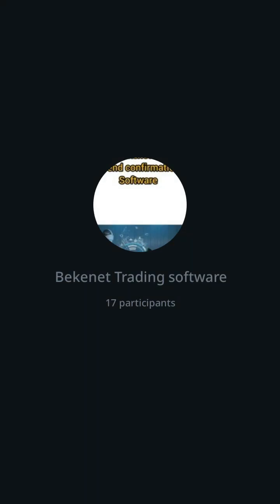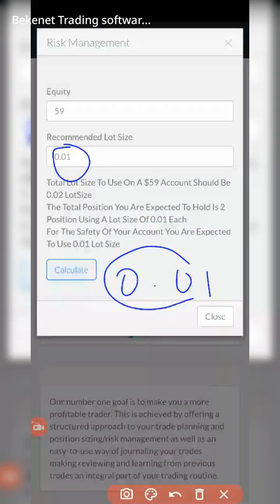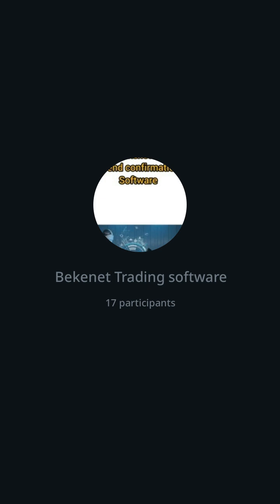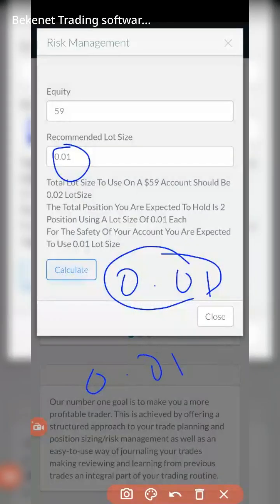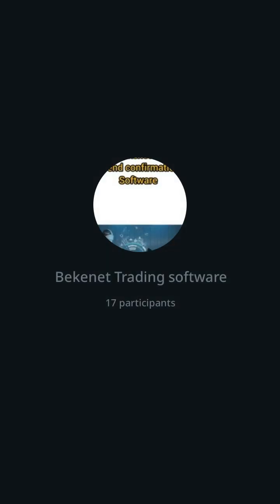Just read through and understand it. Once you use this, even if you are having a drawdown with your stop loss, even if it's 80 pips, the highest money you can lose on that account, because you're using 0.01, will not be more than $8. Even if you're using 100 pips, the highest you can lose is $10. So you still have an extra $49 to trade.